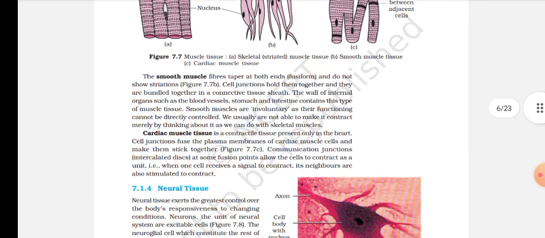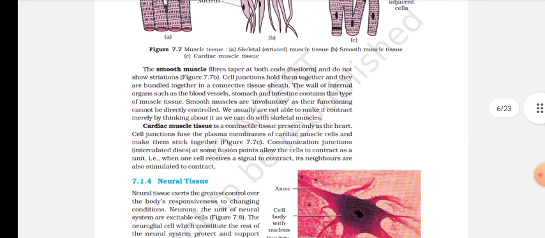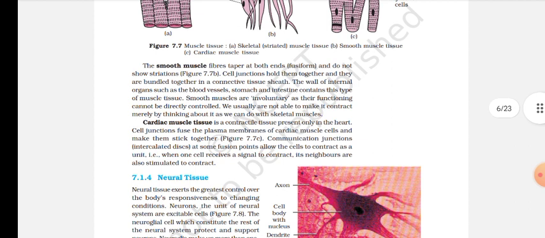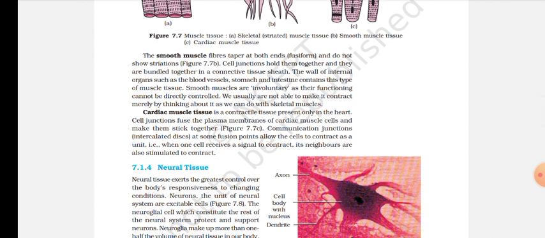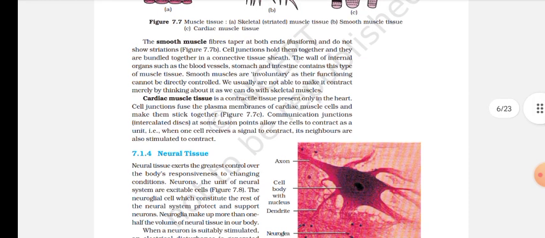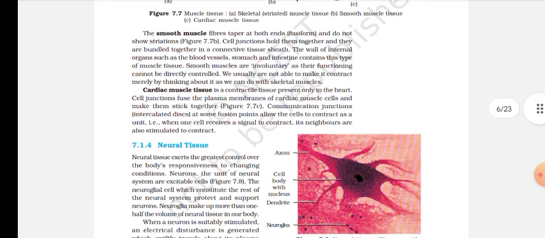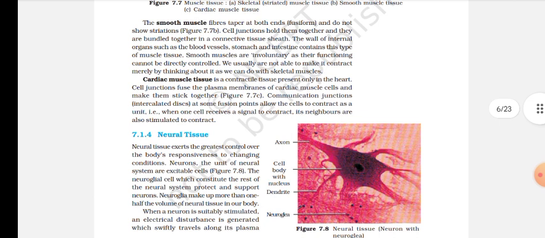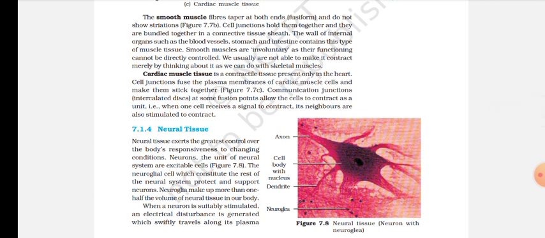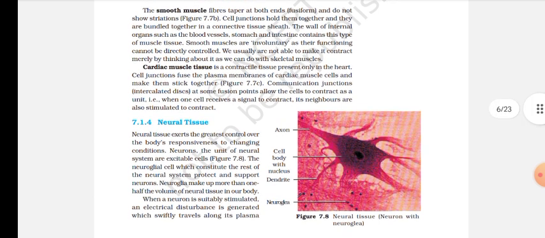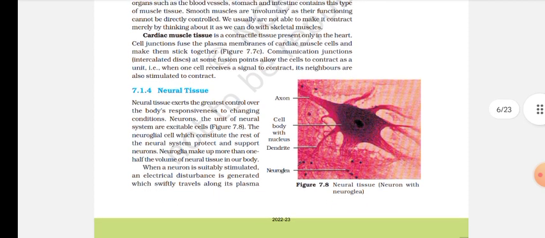Cell junctions fuse the plasma membrane of cardiac muscle cells and make them stick together. Communication junctions, intercalated discs, at some fusion points allow the cells to contract as a unit. That is, when one cell receives a signal to contract, its neighbors are also stimulated to contract.